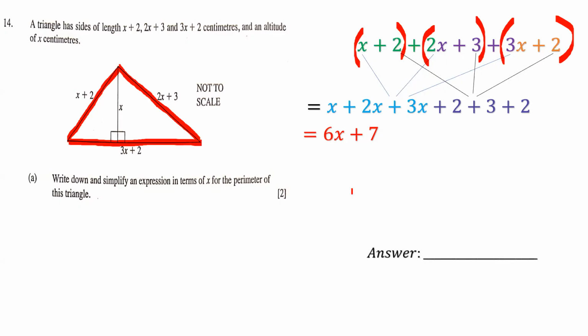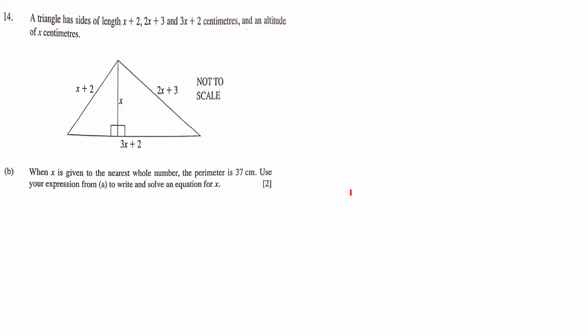Let me just write it down. The answer is 6x plus 7. Okay, let's move on to question B. It says, when x is given to the nearest whole number, the perimeter is 37. Use your expression from A to write and solve an equation for x.